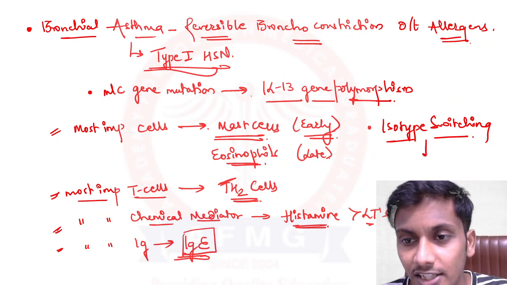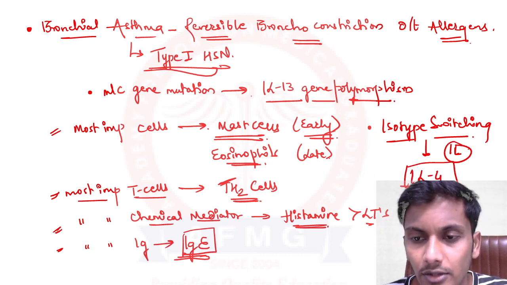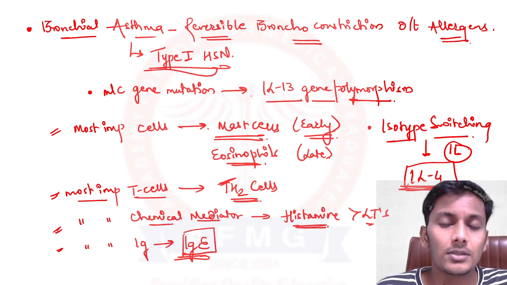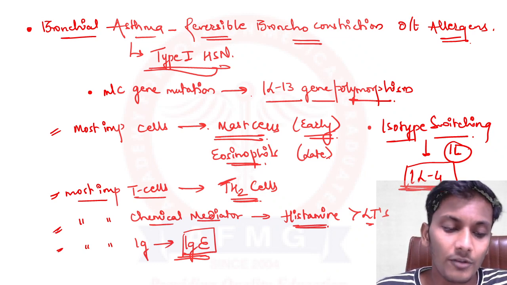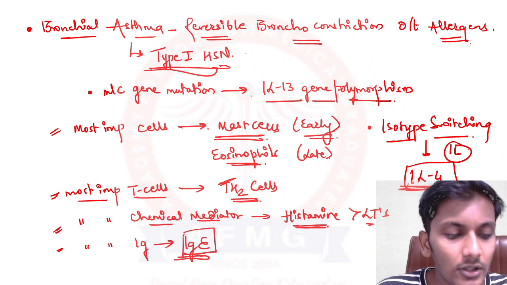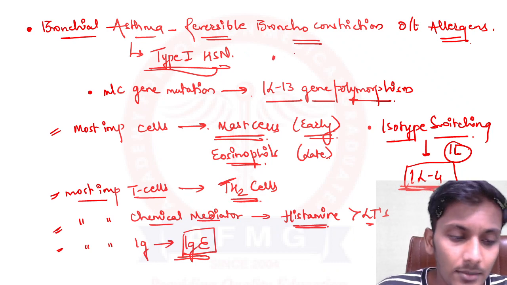And which is the interleukin responsible for this class switching? So please remember, interleukin 4 is very much important. Interleukin 4 is the most important interleukin responsible for isotype or class switching in cases of bronchial asthma. This is very much important, guys. Now let's talk about a few important points from pathology for bronchial asthma.